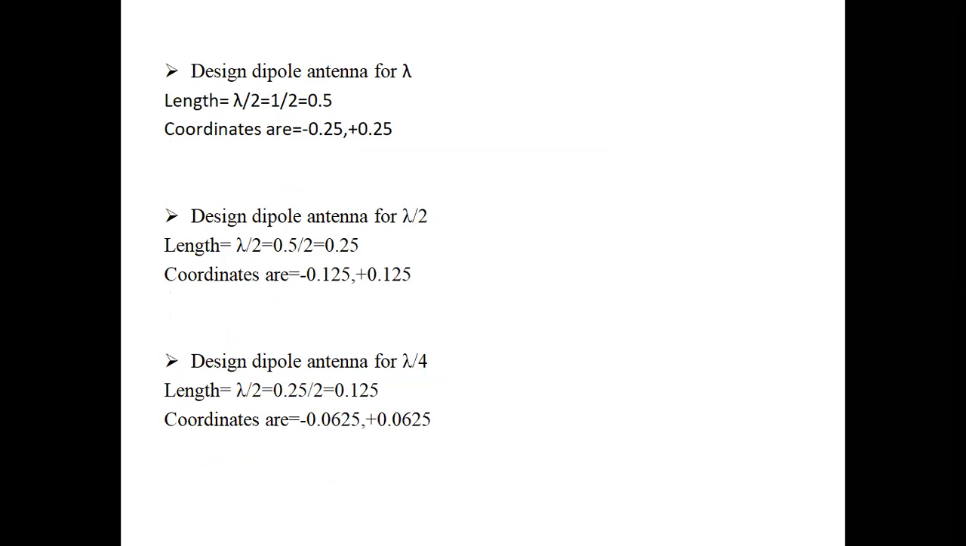Now here we have designed the antenna for the length lambda. As per the length, lambda by 2 is 0.5. Again, coordinates, as I said, we have to divide it. So 0.5 is divided into plus 0.25 and minus 0.25. The same we have done for lambda by 2 and lambda by 4, and we have found out the length and its coordinates, as you can see on the screen.